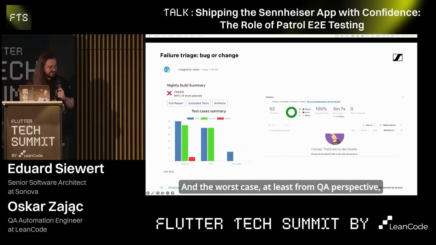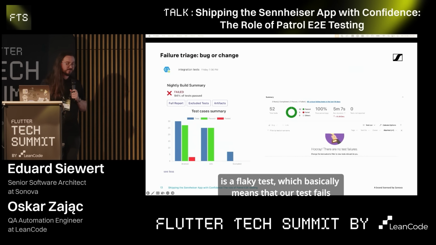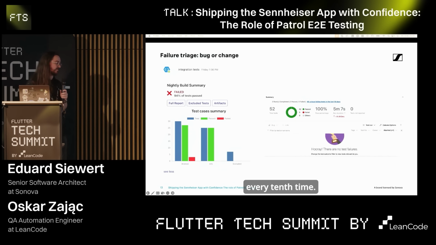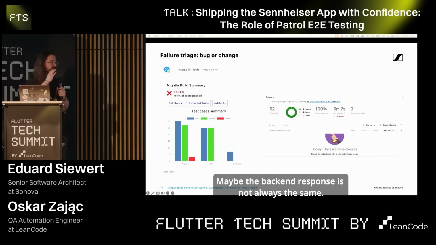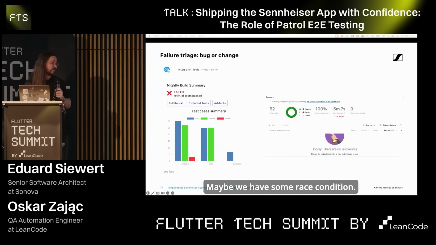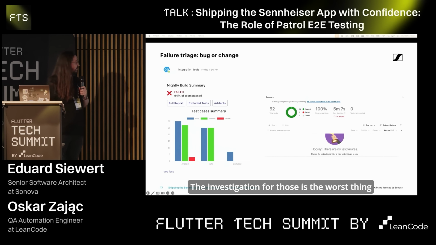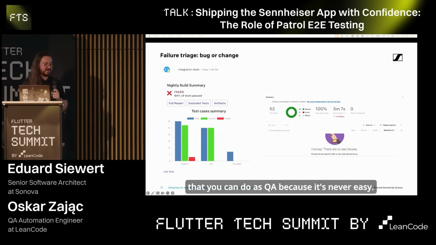And the worst case, at least from the QA perspective, is a flaky test, which basically means that our test fails every 10th time. We have absolutely no idea what happens. Maybe the backend response is not always the same. Maybe we have some race condition. The investigation for those is the worst thing that you can do as QA because it's never easy.